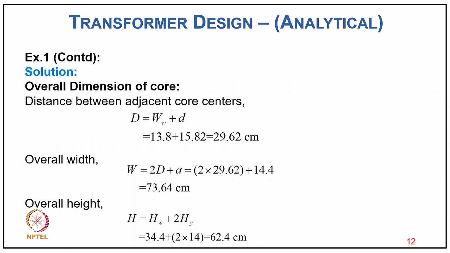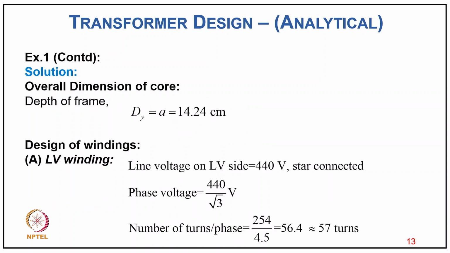and overall width W equal to 2D plus A. So putting the value, it comes to 73.64 centimeter, and overall height, that is equal to HW plus 2HY. So putting the value, it comes to 62.4 centimeter. Now coming to the overall dimension of the core, that's the depth of the frame, that is DY equal to A, say 14.24 centimeter. Now coming to design of windings.